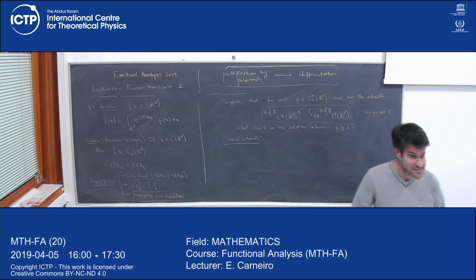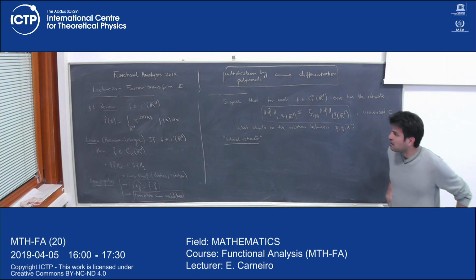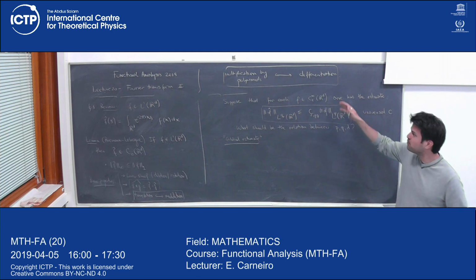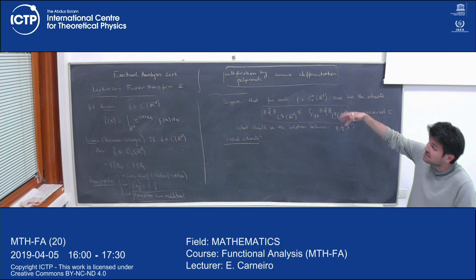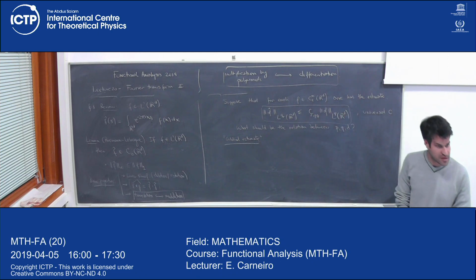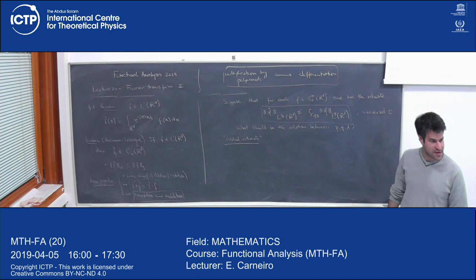Are p and q conjugate numbers or just any p and q? Conjugate. We will prove that p and q have to be conjugate numbers. I will prove to you that they have to be. But in principle, I'm just starting with the question. Suppose that an estimate like this holds for some p, q, and d, the dimension d. What should be the relation between these guys, right?